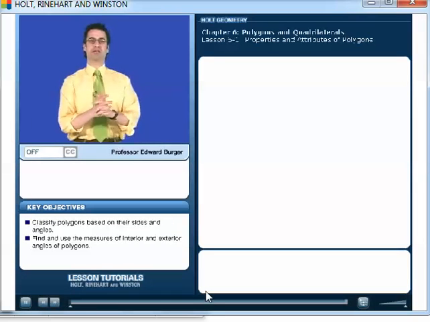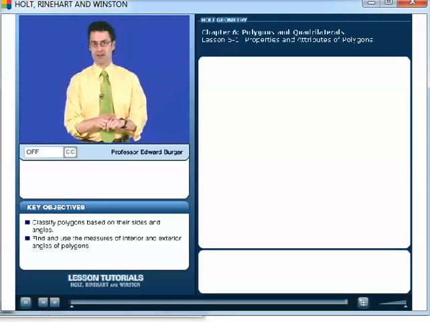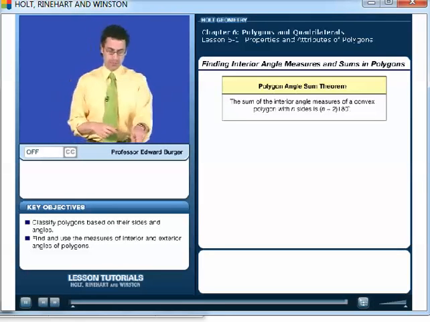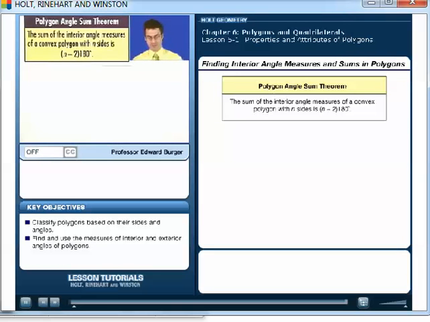Hey, now I want to share with you one of my favorite geometric theorems. It's really, really cool. It's called the polygon angle sum theorem. And it says that the sum of the interior angle measures of a convex, that means no indentations, polygon with n sides is given by n minus 2 all times 180 degrees.